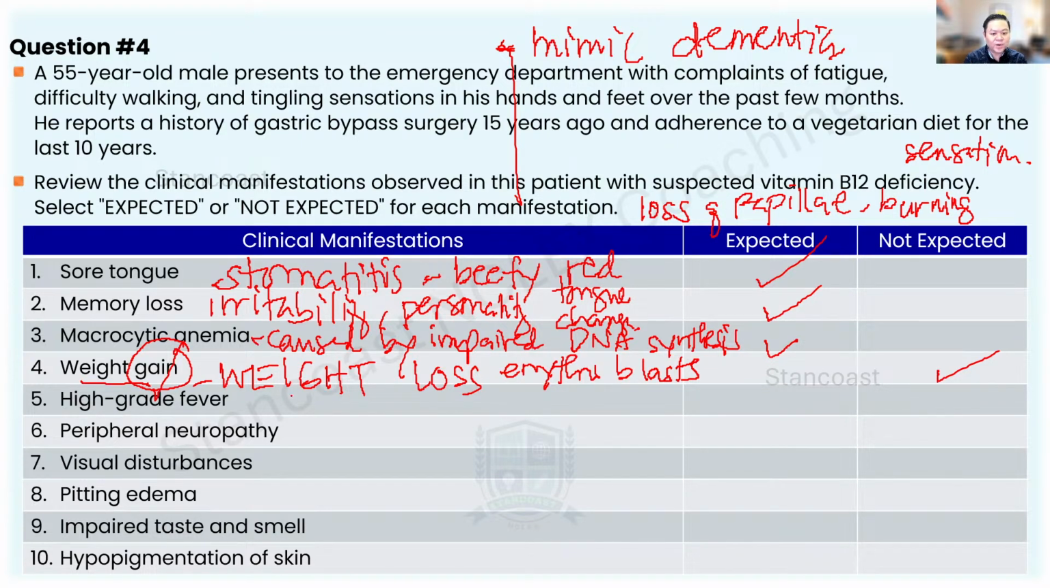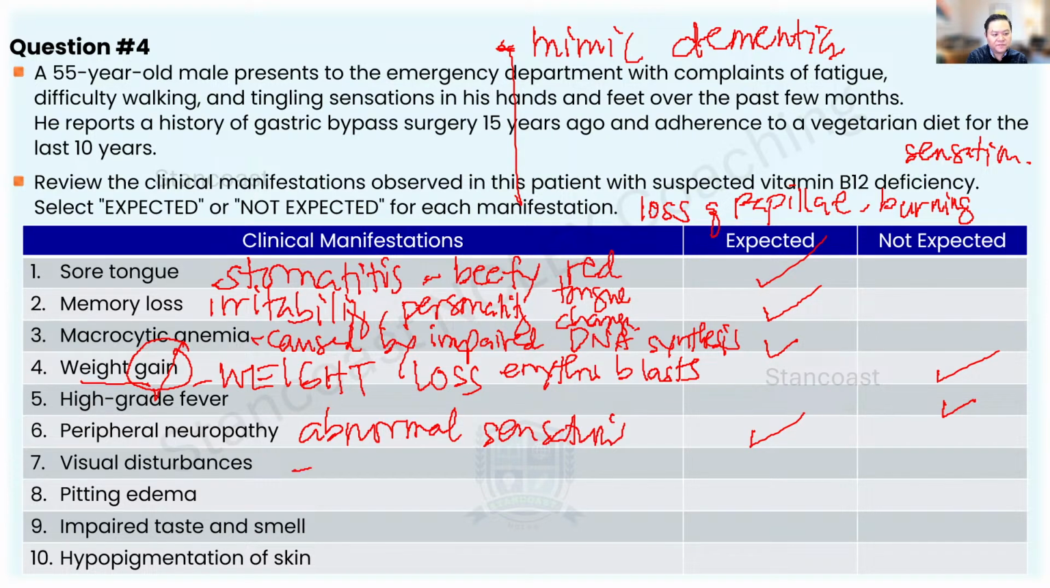Now, talking about the high-grade fever, well, I will immediately put that as not expected. There's no high-grade fever involved in vitamin B12 deficiency. But probably low-grade fever may occur in some patients with vitamin B12 deficiency, but high-grade fever is not a characteristic symptom. Now, talking about the peripheral neuropathy, what did I say earlier about the B12 deficiency? Yes, there will be expected tingling sensation, numbness, or let's say pain into the hands and feet. There will be abnormal sensations.